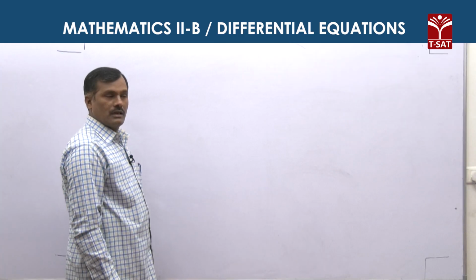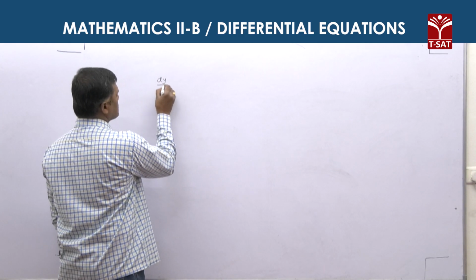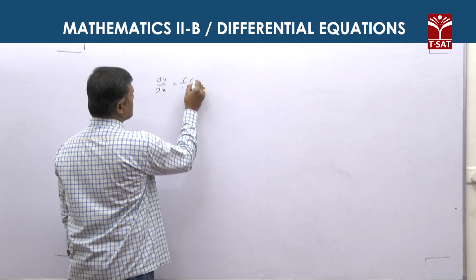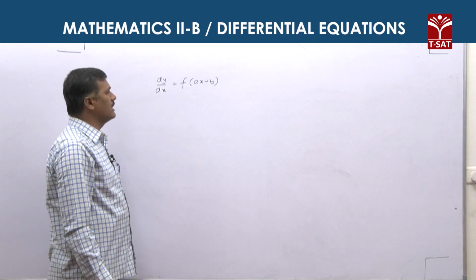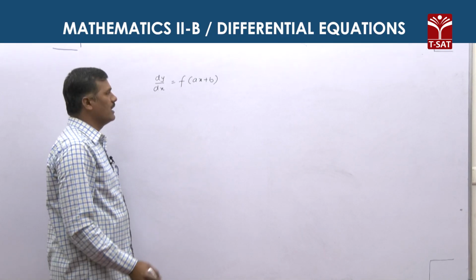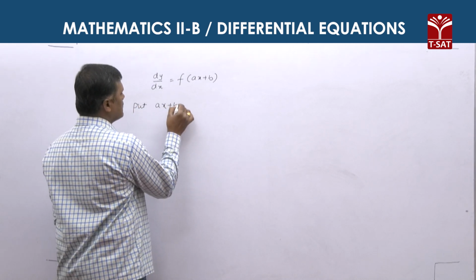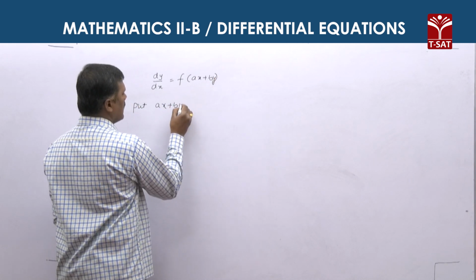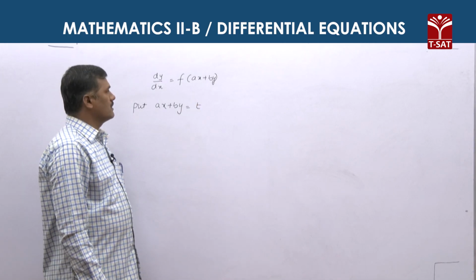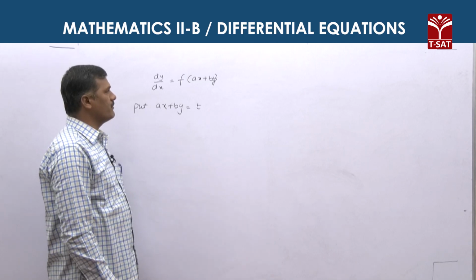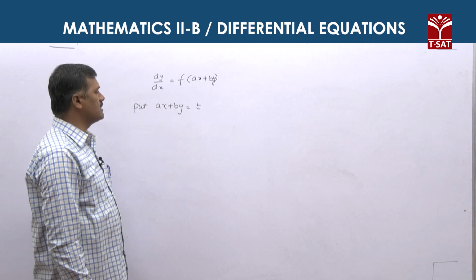Next, if the given differential equation is of the form dy by dx is equal to f of ax plus b, then put ax plus b is equal to t. If the given differential equation is in the form of dy by dx is equal to f of ax plus by, then put ax plus by is equal to t.